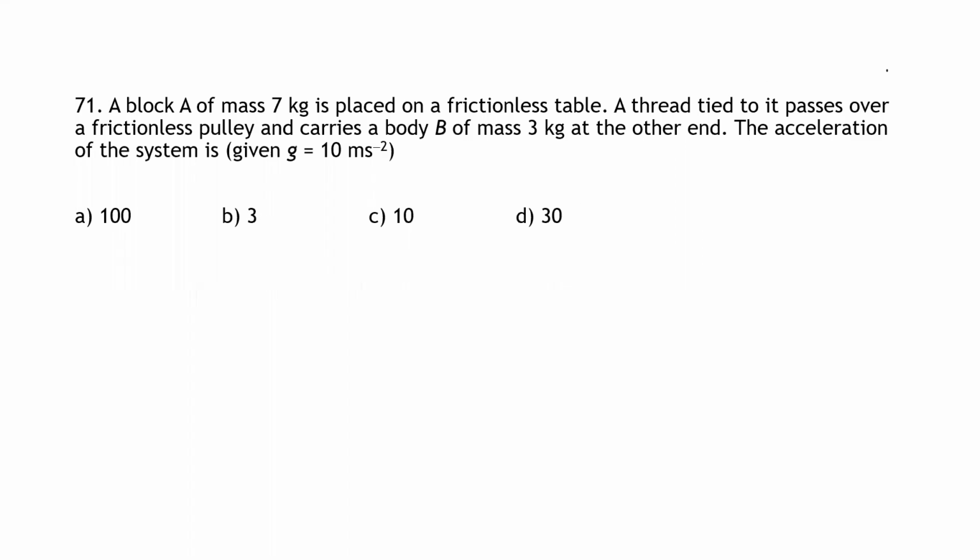Next question is: a block of mass 7 kg is placed on a frictionless table. A thread tied to it passes over a frictionless pulley and carries a body B of mass 3 kg at the other end. Here you need to calculate the acceleration of the system. Again, the acceleration concept and the mass concept. Students, based on this we have solved questions in the previous example, and this type of question is important from the exam point of view.